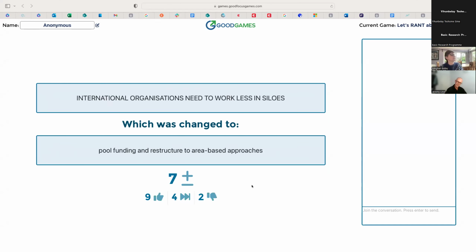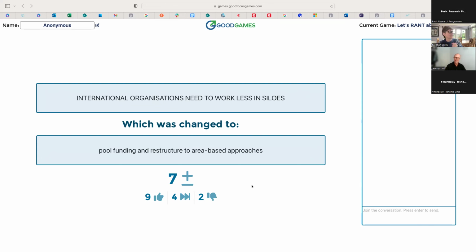Go for the next one. International organizations need to work less in silos. So the suggestion is to pool funding and restructure to area-based approaches. That will be quite a significant adjustment, but it seems like that had some resonance for people. A significant adjustment to the way that the financing works. I mean, loss and damage maybe a bit less so. Anyhow, we could revisit that in the discussion if we like.